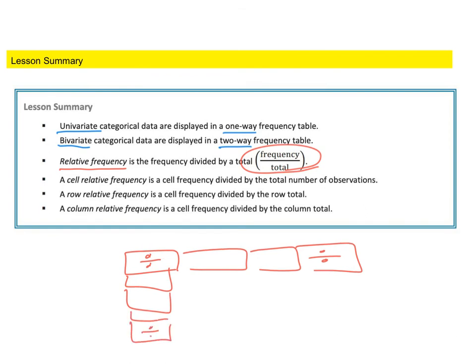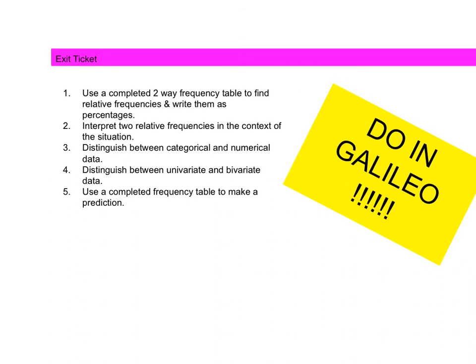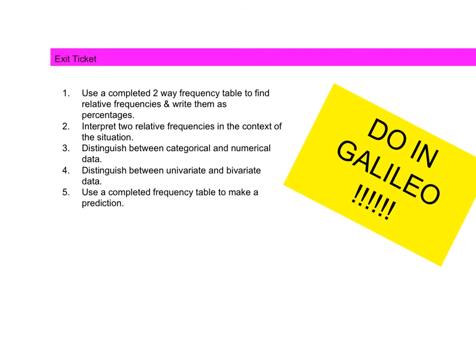Okay, let's go ahead and look at what you're going to be doing for your exit ticket today. All right, for your exit ticket that's in Galileo, you're going to have to use a completed two-way frequency table to find relative frequencies and write them as percentages. You're going to need to interpret two relative frequencies in the context of the situations. You just have to tell me what they mean. What does that 13% mean in this situation?